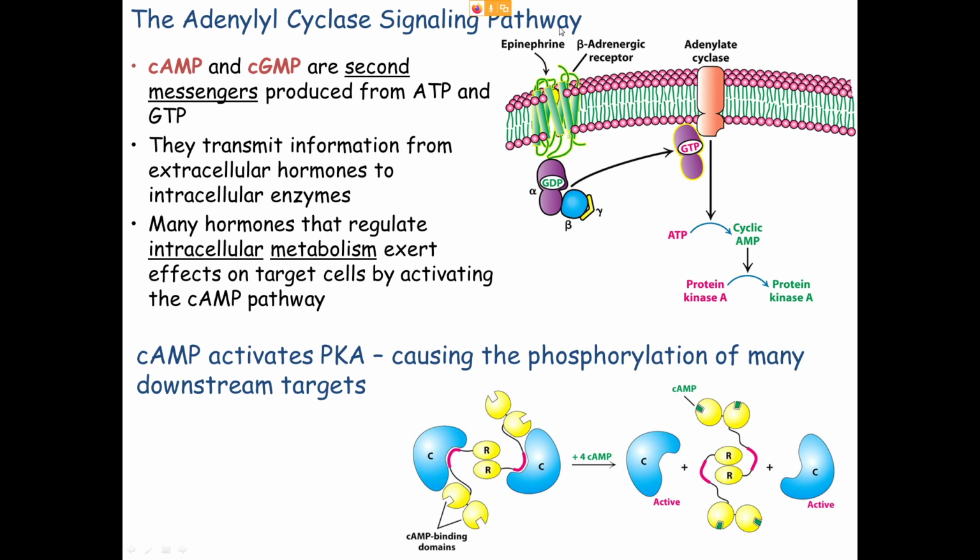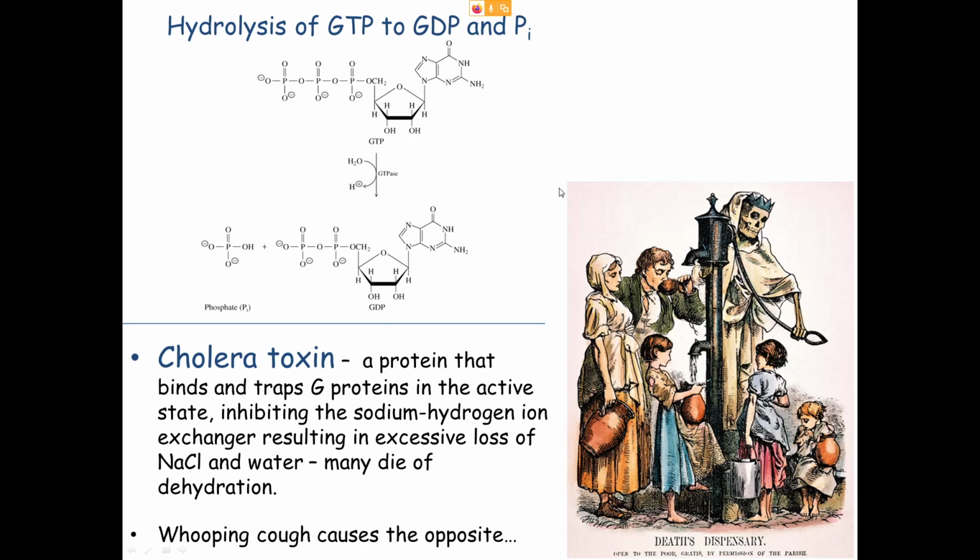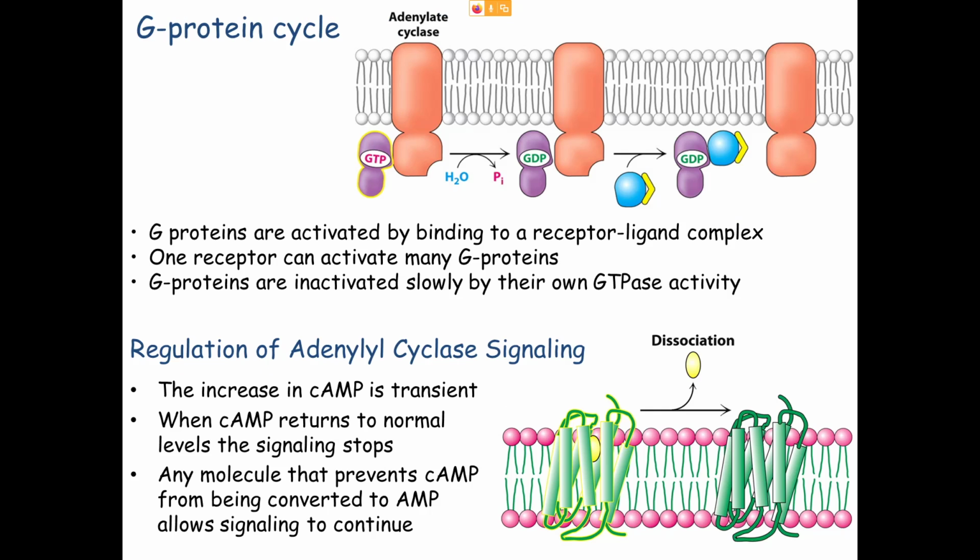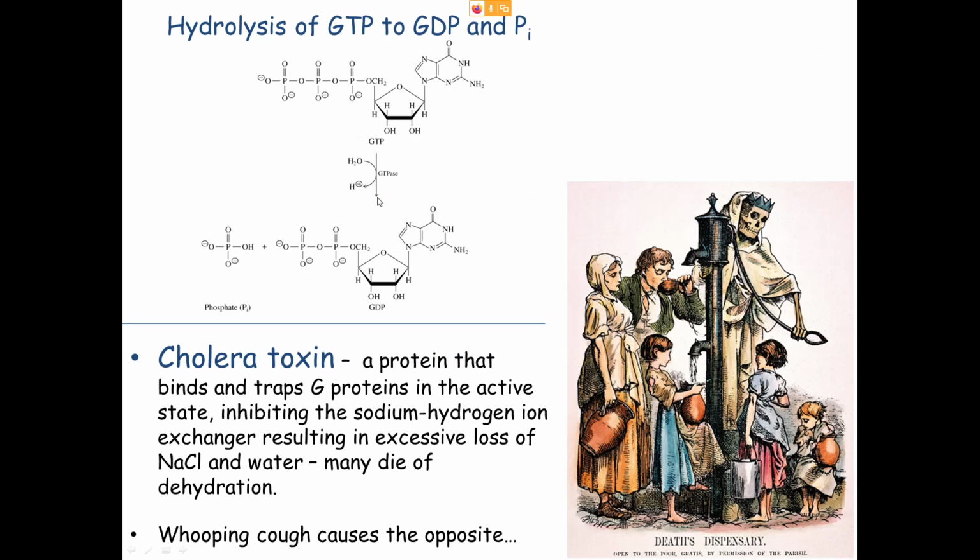Even if the epinephrine leaves, I can't get this out of its active form. And this is what happens with cholera toxin. It's a protein that binds to my GTP-bound G protein alpha subunit. That's a mouthful, but it's this piece with its GTP bound. And the cholera toxin protein binds to that and prevents it from doing this reaction ever. Okay?